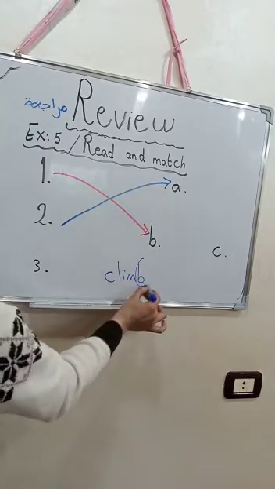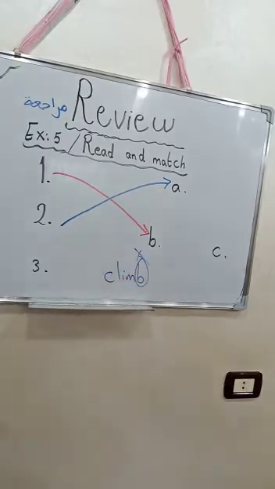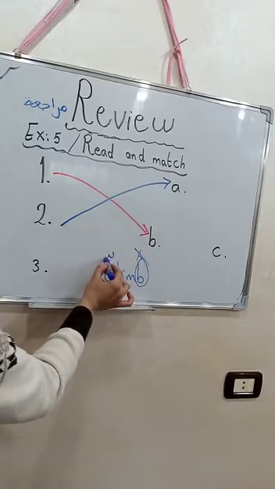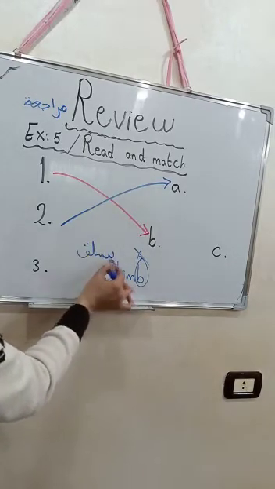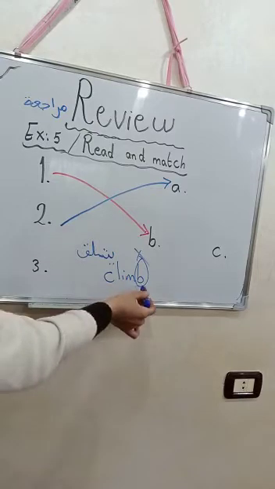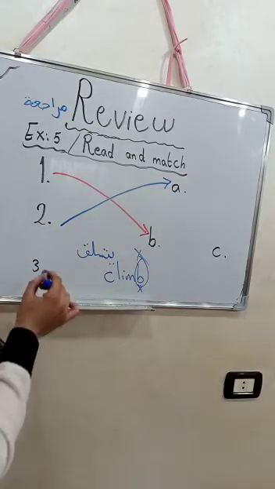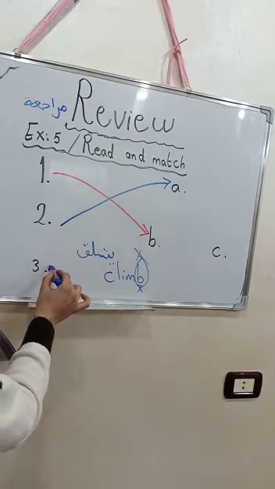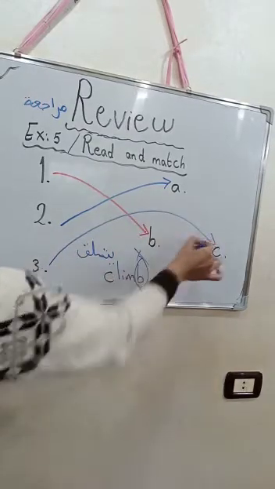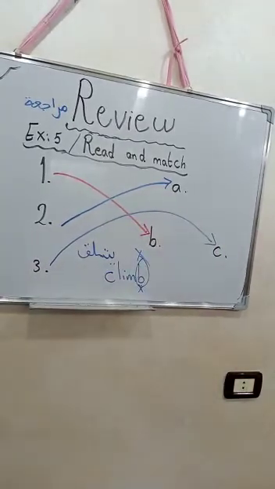Okay, this P is silent. Climb. يتسلق. So this P is silent. We don't pronounce it. So we are talking about picture C. So match 3 with C. Match sentence number 3 with picture C.